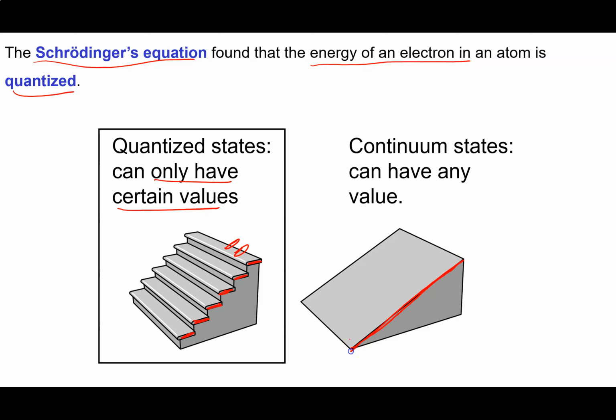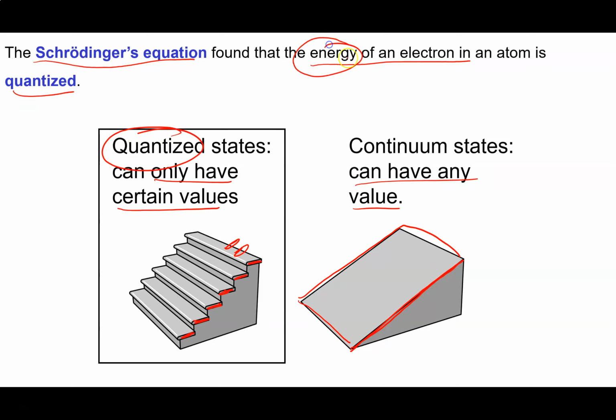However, when you're walking up a ramp, you can have a continuum of values for your height. Your height can have any value. There are other examples of this. If you think of somebody playing a piano, then the notes are quantized. You can only play the notes according to the keys of the piano. But if you're playing a trombone, you've got the slide and you can make any pitch of note. So when something is said to be quantized, it can only have certain values.